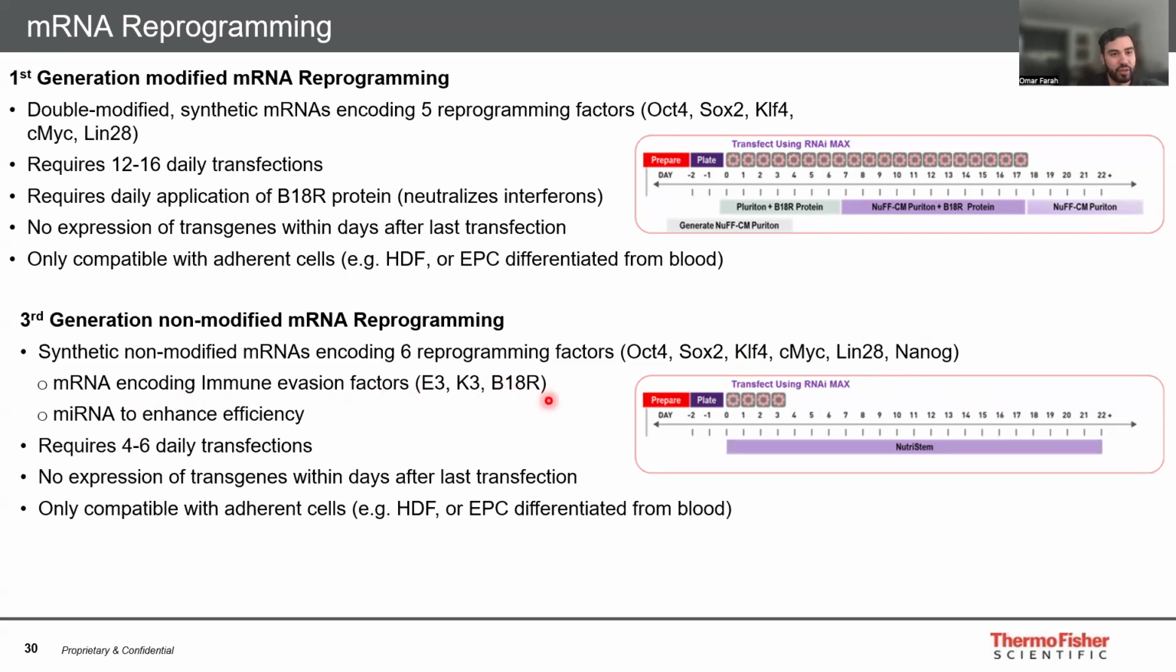But with this particular kit, you didn't have to do the 16 daily transfections. You only needed to do four to six, depending on the cell type that you're working with. And again, after the last transfection, you wouldn't see the expression of those transgenes anymore, which is desirable. But again, this method is mainly compatible with adherent cell lines because you are using some form of lipid transfection to get those mRNAs into the cells.